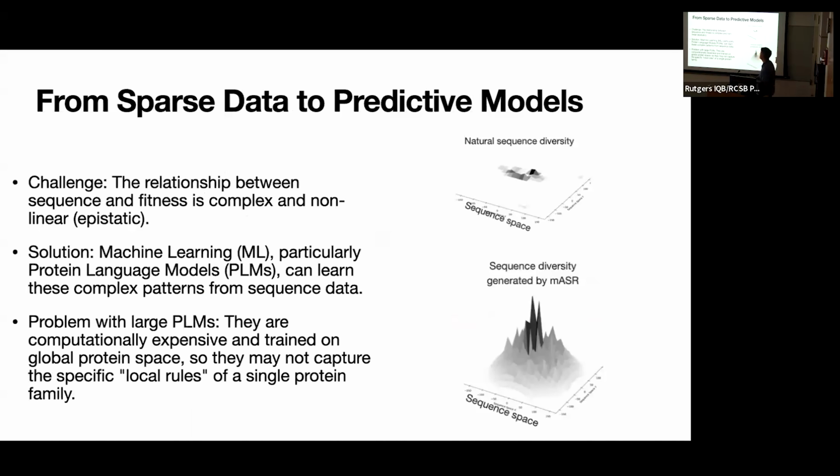But anyway, back to the machine learning. The challenge is that the relationship between sequence and fitness is complex and nonlinear because of the epistasis. A machine learning model, particularly protein language models, can learn these complex patterns better than we can, faster than we can. But the problem is that they're computationally expensive and they're trained on global protein space.